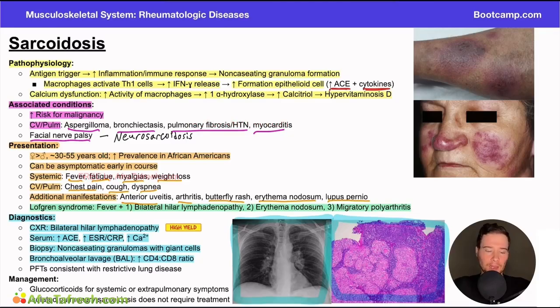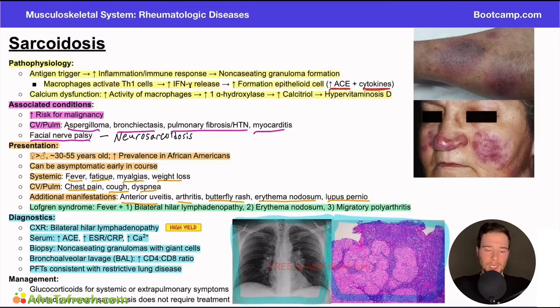And finally, the last thing they'd like you to know is that PFTs are consistent with a restrictive lung disease. And recall from pulmonology, a restrictive lung disease is going to have a lower vital capacity, a lower total lung capacity, a normal to decreased FEV1, and a normal or increased FEV1 to FVC ratio. If you're unfamiliar with those terms and that concept, I'm going to refer you over to our pulmonology section for more of a deep dive in the PFTs or the pulmonary function test.